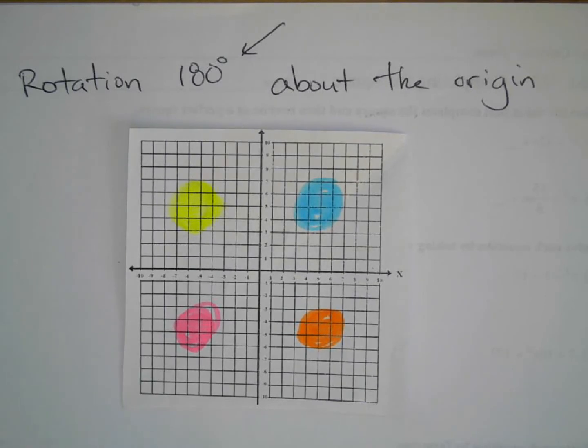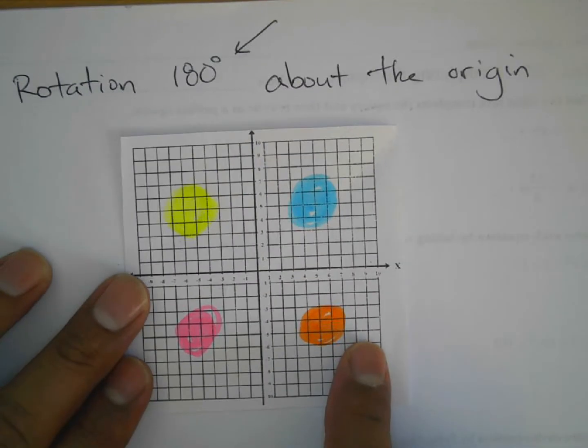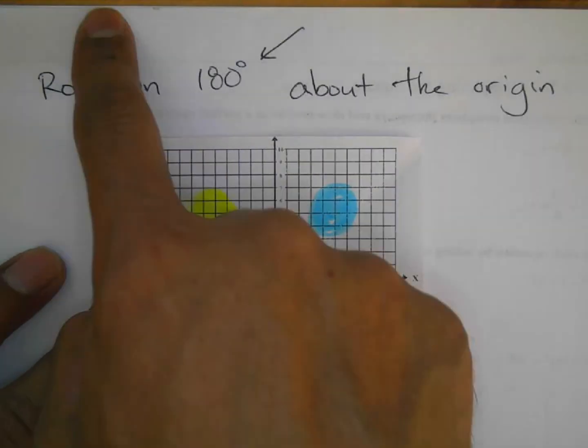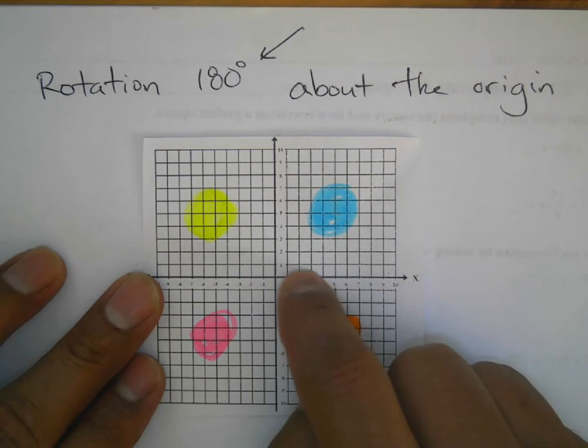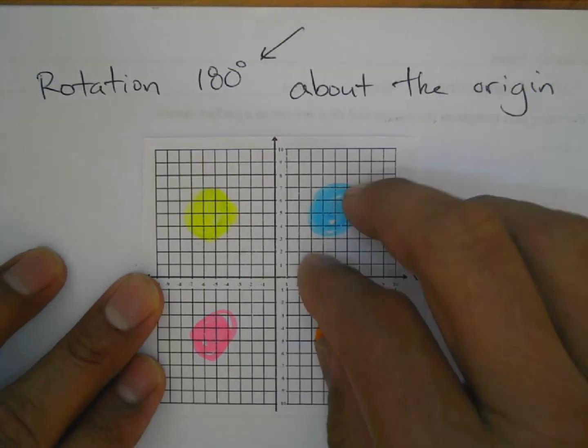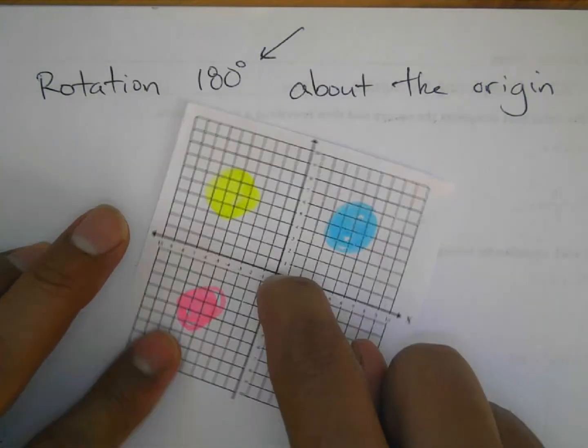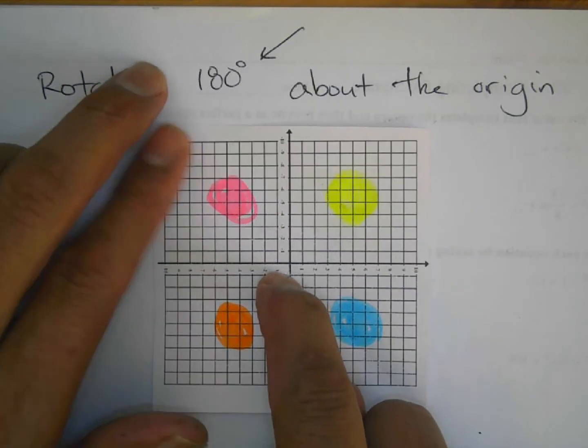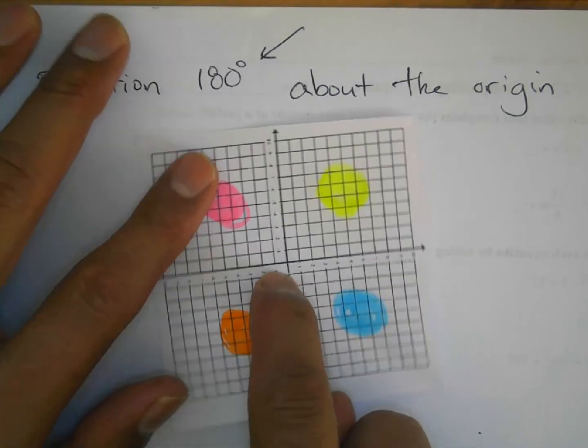Okay, this assignment is on rotations. In the previous assignment, you were only doing 90-degree rotations. A 90-degree rotation is only a quarter of a turn. So we had to go a quarter of a turn, 90 degrees, if it was clockwise.